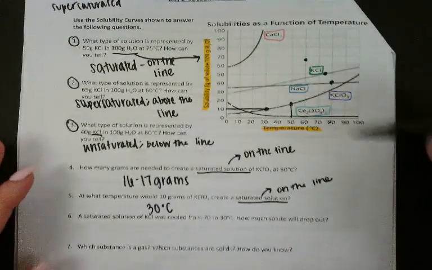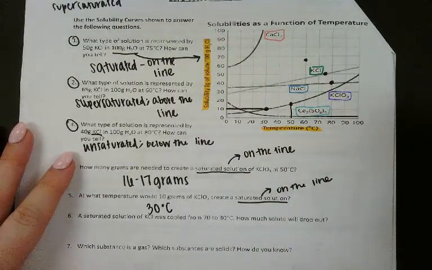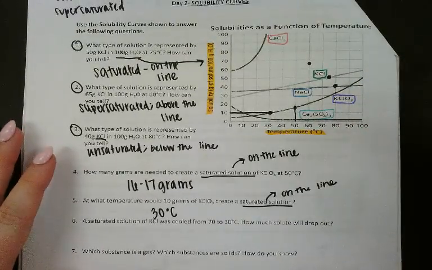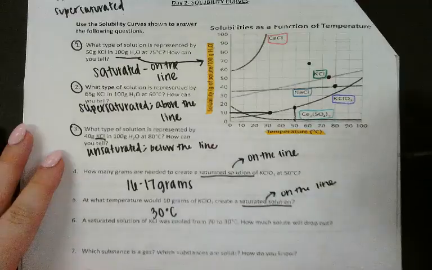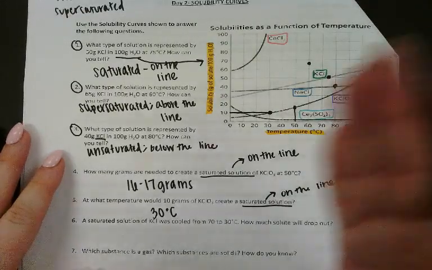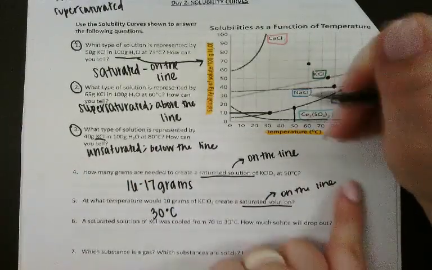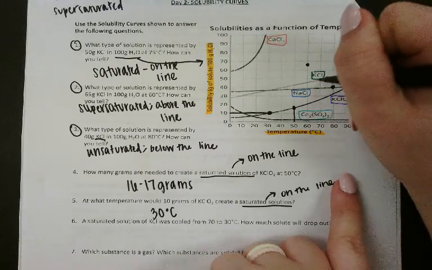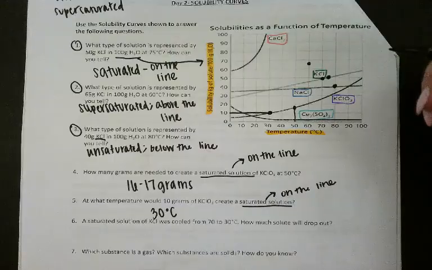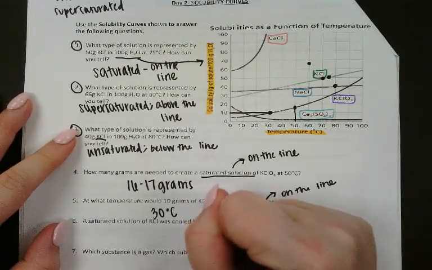A saturated solution of KCl was cooled from 70 to 30 degrees Celsius. How much solute will drop out? So what this is saying is we heat up our temperature to 70 degrees, okay, and we have a certain gram amount. And then as we cool it down, solute's going to fall out. So I'm going to go to 70 degrees. I'm going to go up until I reach KCl. That is a little bit below, it's not right on the line, so I'm going to say for 70, that's 49 grams.